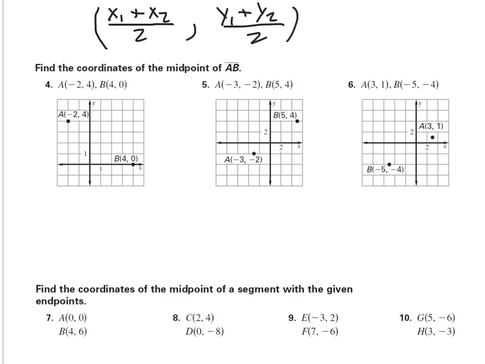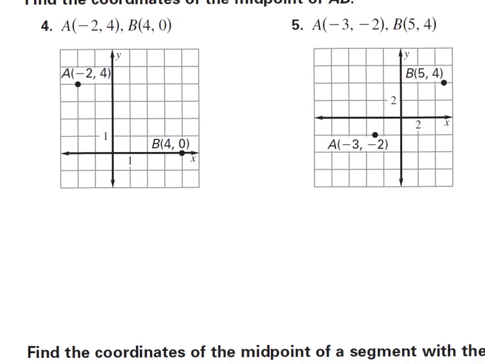The x1 plus x2 divided by 2 will give you the x value of the midpoint, and y1 plus y2 divided by 2 will give you the y value of the midpoint, and we'll end up with a new coordinate point that is directly in the middle of the 2 points we used. So let's apply that to example 4.